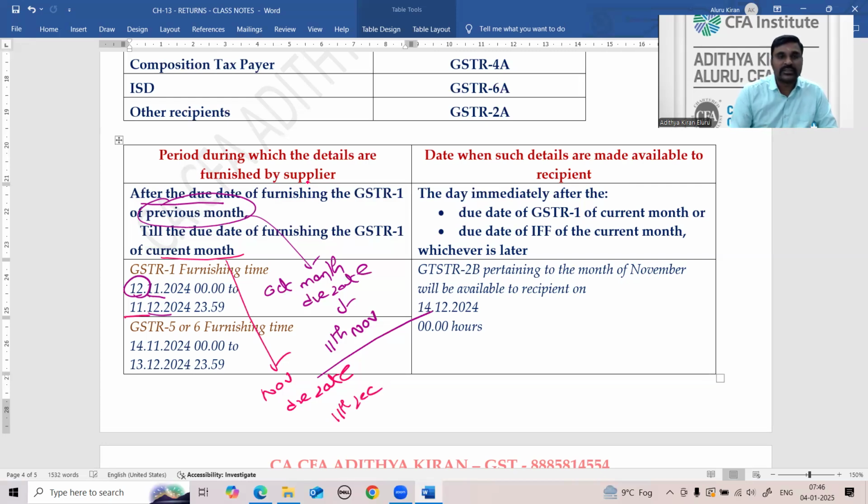Okay, this is 11th December. After the due date of GSTR1 of the previous month till the due date of GSTR1 of the current month, this is the period during which the details are furnished in GSTR1.